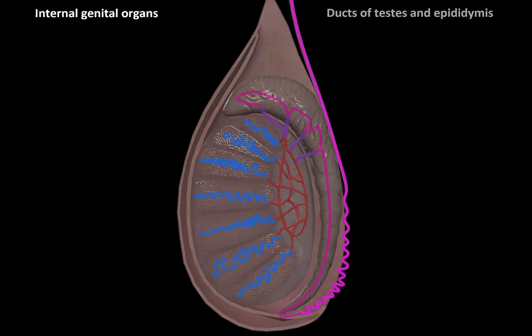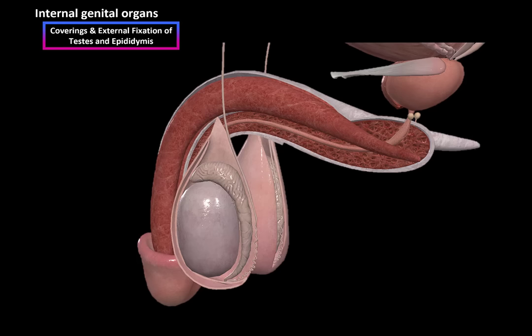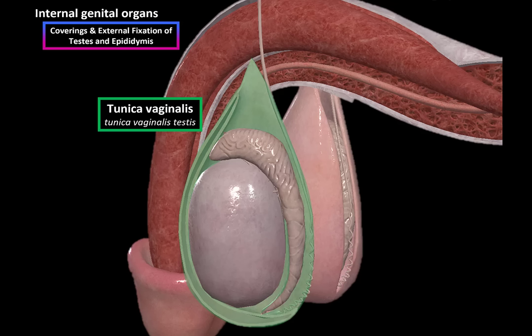Let's now go ahead and look at the coverings and the external fixation of the testes and the epididymis. Alright, let's zoom in first. The layer that is closest to the testes and the epididymis is the tunica vaginalis. The tunica vaginalis is originally a part of the peritoneum that becomes one of the layers of the scrotum during the descent of the testes.